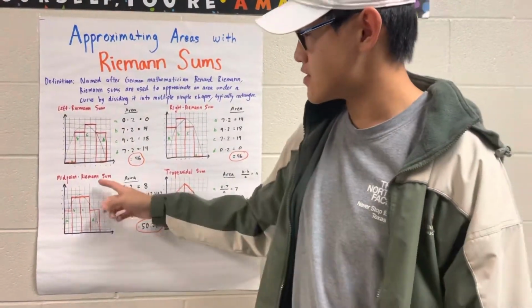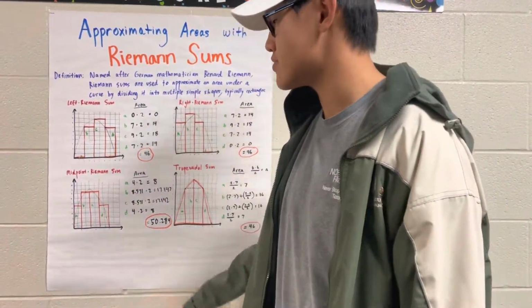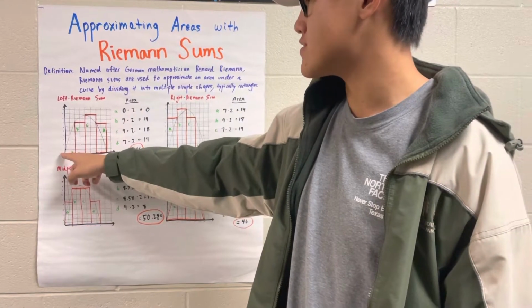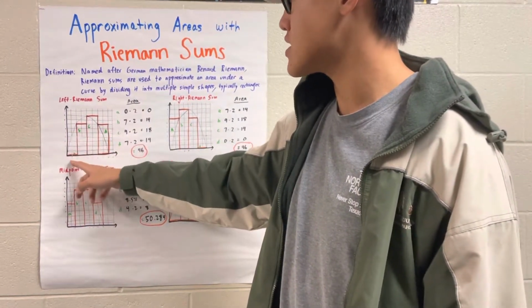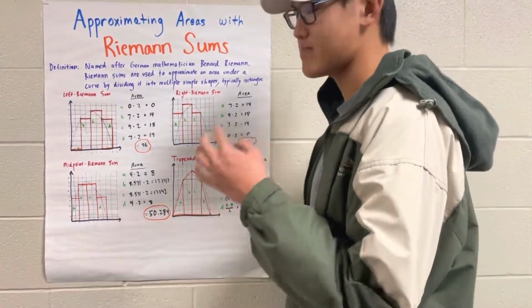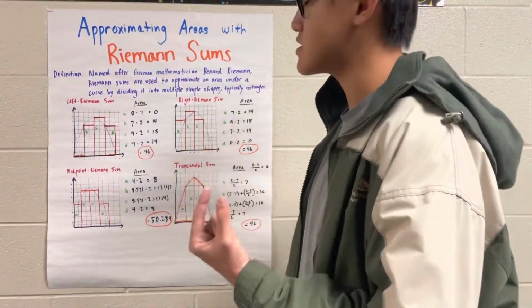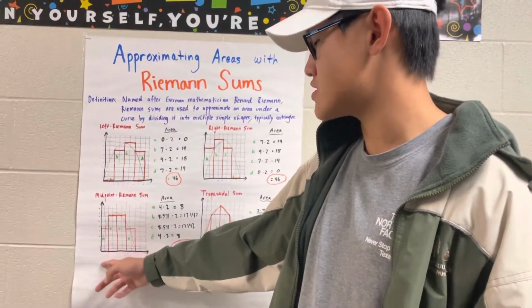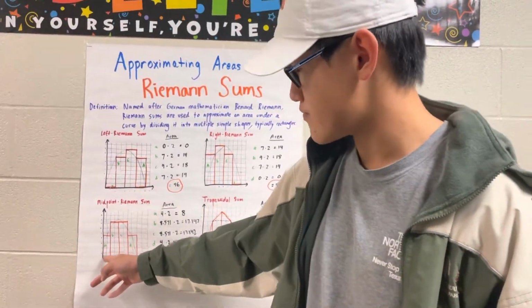Okay, so the third Riemann sum example is called the midpoint. Instead of finding where it intersects from the left to the right, we want to find the width of the subinterval and divide it by 2, and that will be the midpoint of each subinterval. In this case, the width is 2, so we divide it by 2 and find where it intersects when x is 1.